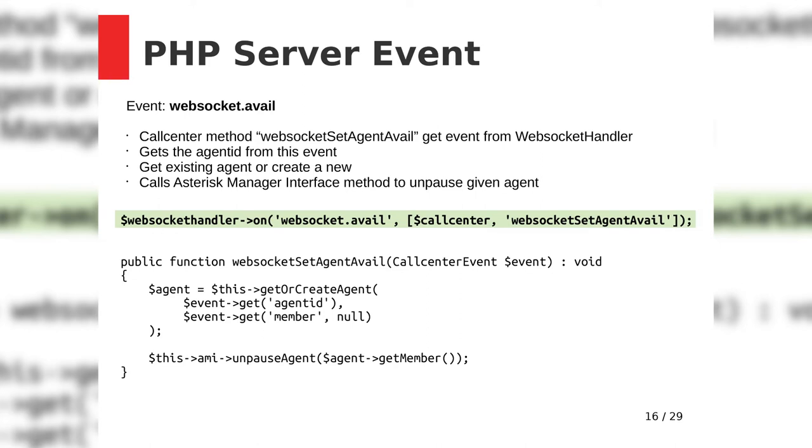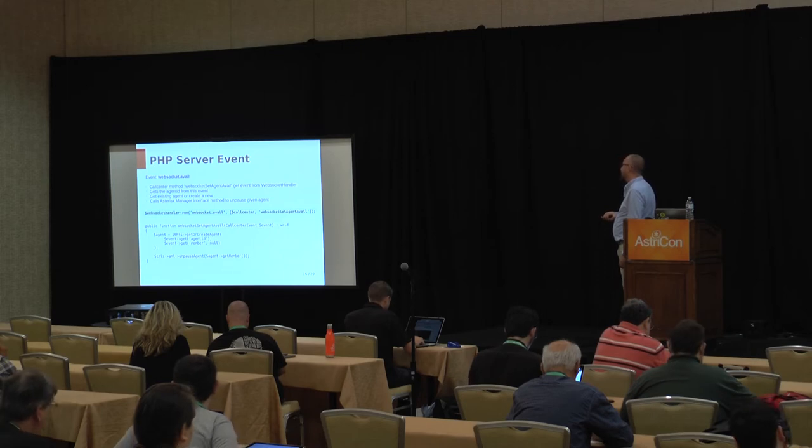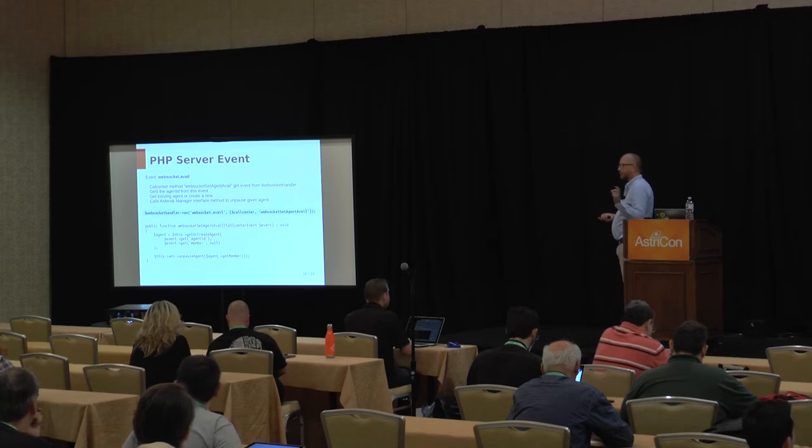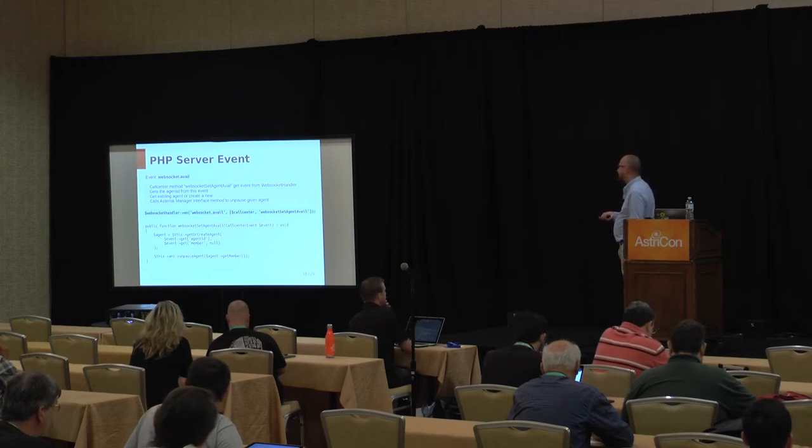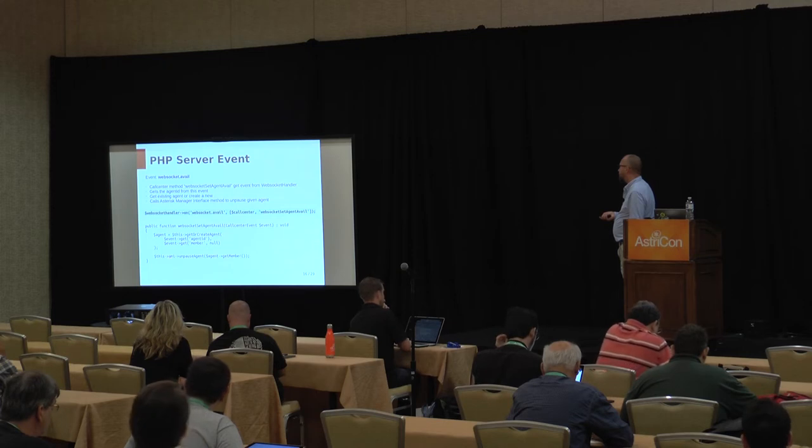So I'm just going to go through a couple of the events and how we handle them. For the WebSocket avail, that is the button that we have on the agent. So it comes in like that. We send that to our WebSocket avail method, and what it does, it gets or creates an agent with the properties on that event, like agent ID and member. So we use that to either get the one that we have or create a new one. And then we pass this member onto the manager interface directly here in this WebSocket handler.